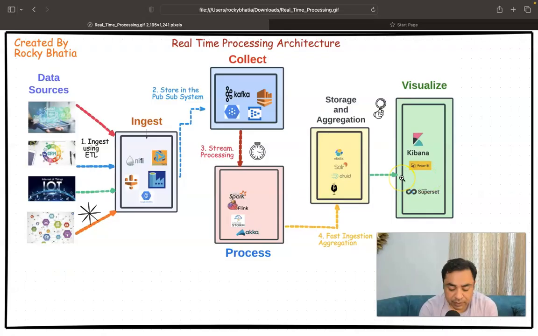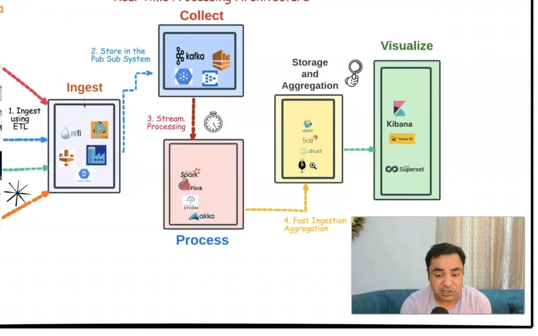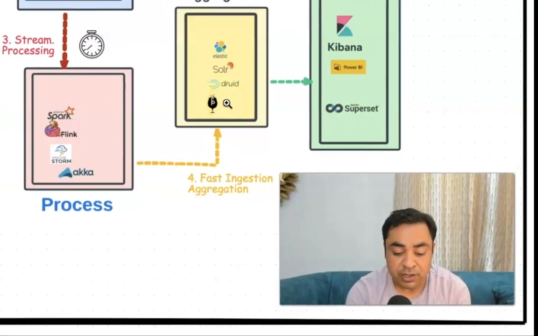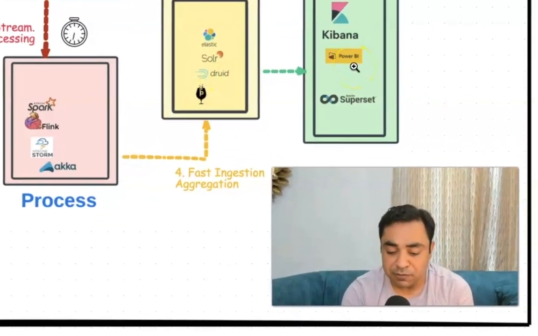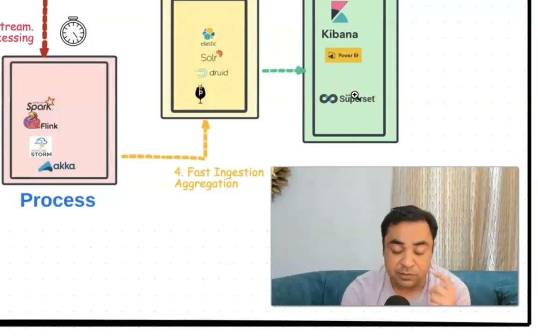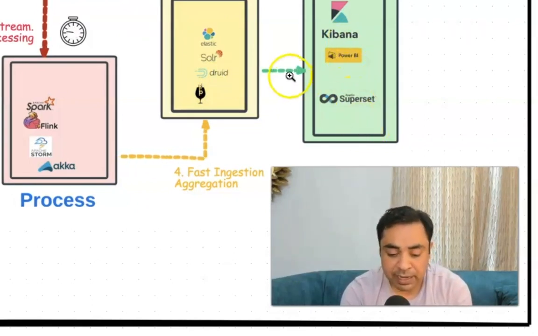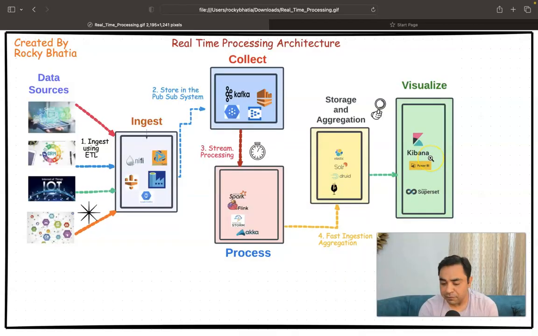So the intent is that you are getting data in a stream, you are processing the data in a stream, and then you are putting the data in a high-ingestion, fast-ingestion framework and aggregating those metrics and results. We are able to visualize that information in real time using visualization tools like Kibana and Superset. Here we could build a lot of dashboards, different reports, different apps, so that in real time we are able to see what is happening in our system.